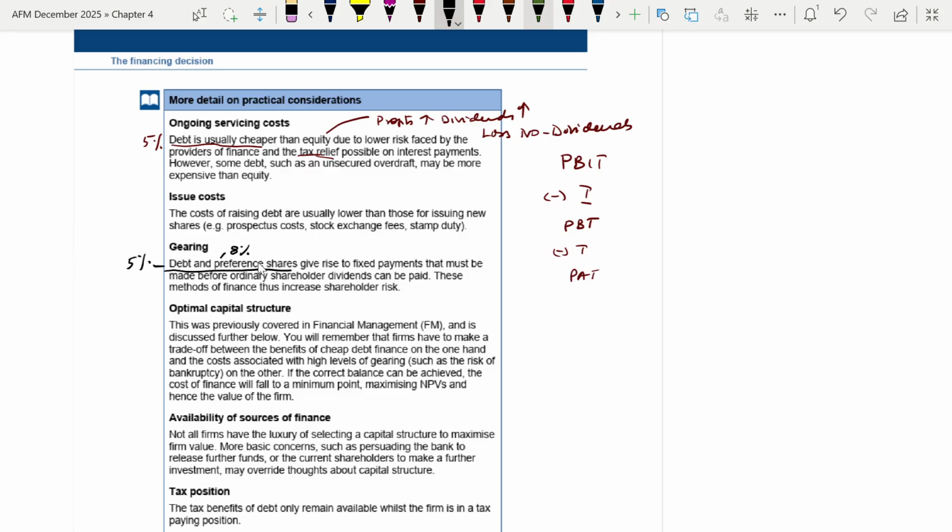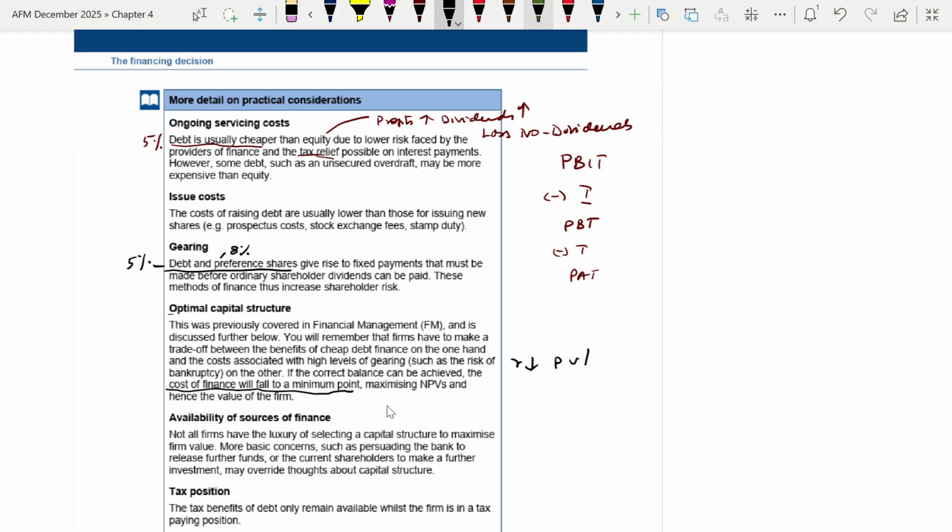What is the optimal capital structure? Optimal capital structure is where we have the minimum weighted cost of capital, where the cost of finance falls to a minimum point. If the R value is less, automatically the NPV, the present value, will be more.